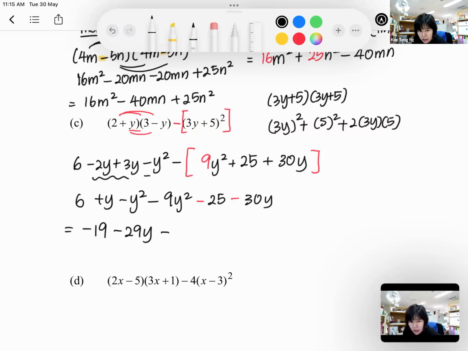Minus y minus 9. Minus y squared minus 9y squared is negative 10y squared. Not 8, not negative 8. Okay, negative 10y squared. Then this one is the final answer.